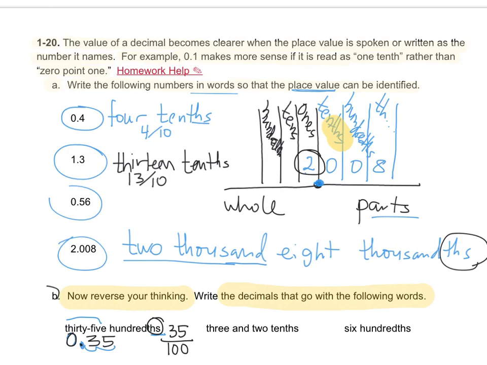So the word and is a word that separates the whole with the part. When we see it, I know that the number in front is a whole number, so 3. I see the word and, so I put a decimal, and then 2 tenths, so tenths, THS again, so it's 1 place value, so I'm going to write it over here.